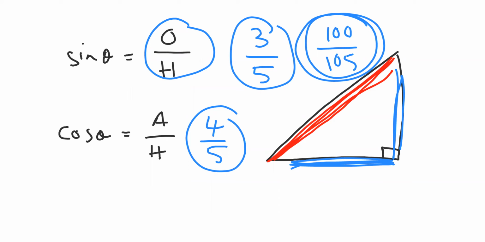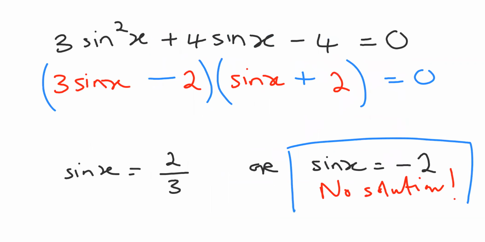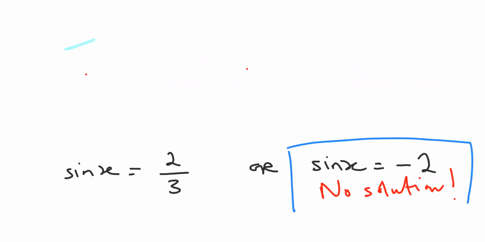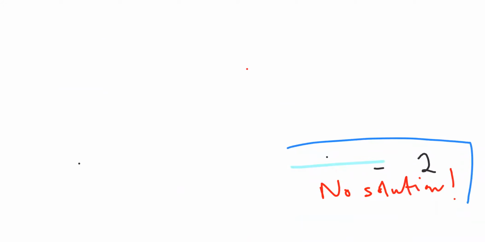Yeah. So I just want to go back to the question here. So for sine x equal to negative 2, we will have no solution for that. The only thing that we will be able to solve is when sine x is equal to 2/3. Okay, so let's go ahead and solve that one.